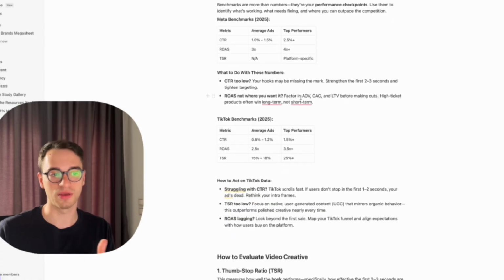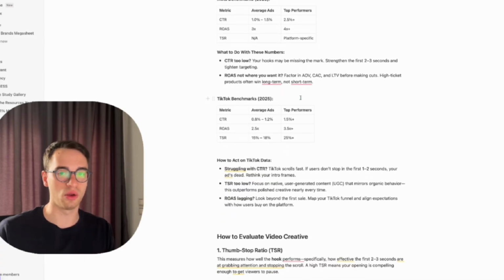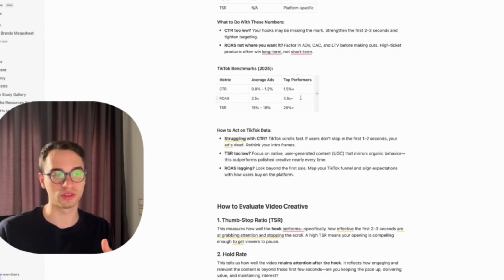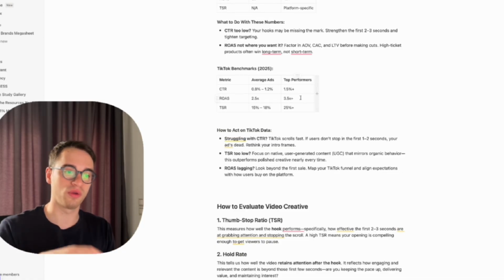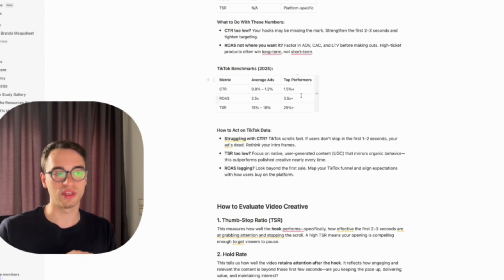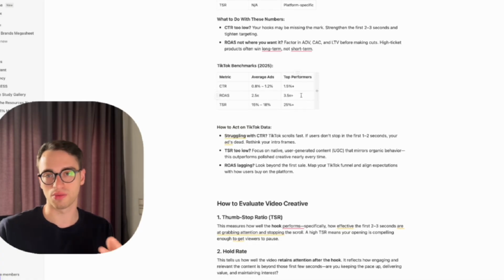In terms of TikTok specifically, in general metrics are quite a bit lower, given it's a much more fast-paced platform. So you're looking at thumbs up around 15 to 20%, click rates around 1%, and ROAS typically around 2 to 3x. And again, the same action points apply here when we have low click-through rate, low thumbs up, or even a low ROAS. The difference with TikTok, just because it's a much more native platform, is that we need to ensure we have TikTok-first content and UGC that mirrors the user behavior inside the platform.